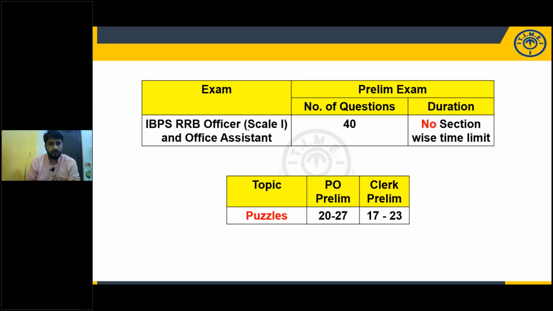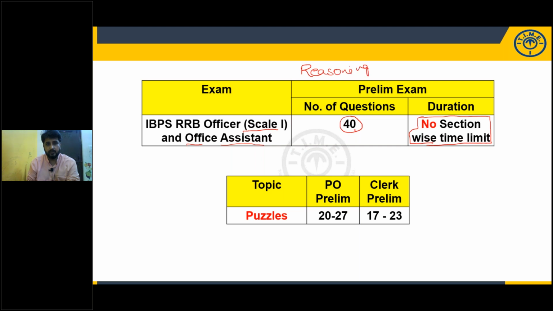For RRB Officer Scale 1 as well as for RRB Office Assistant, you will be given 40 questions in prelims, and there is no section wise time limit. No section wise time limit. And we are talking about the reasoning section.